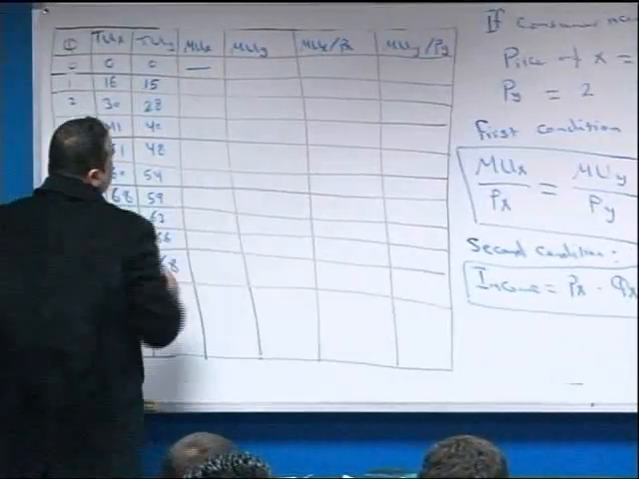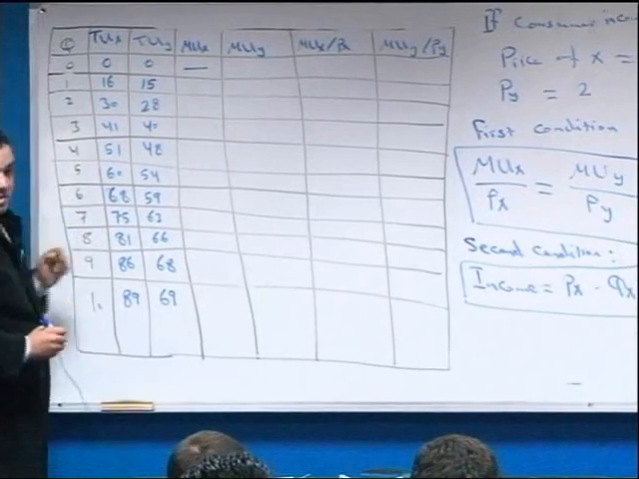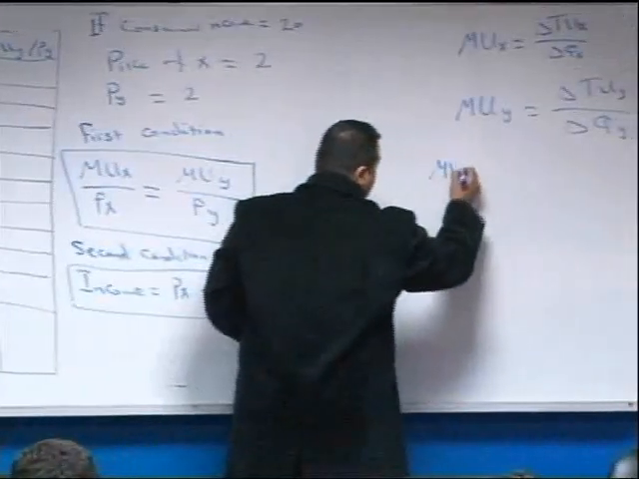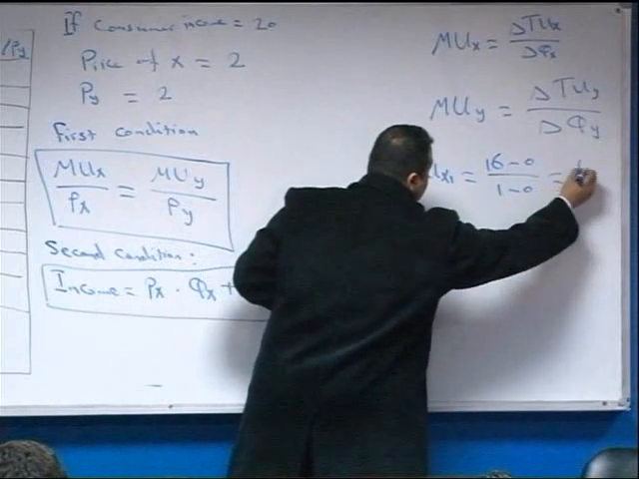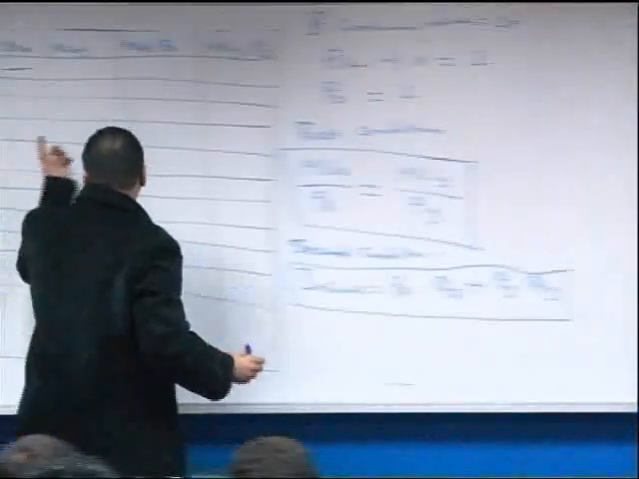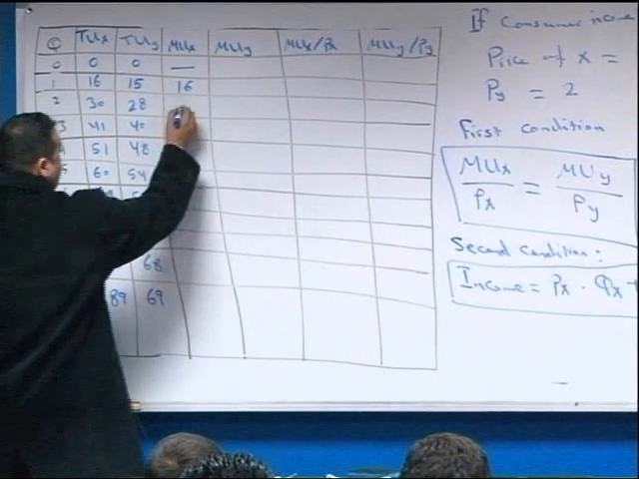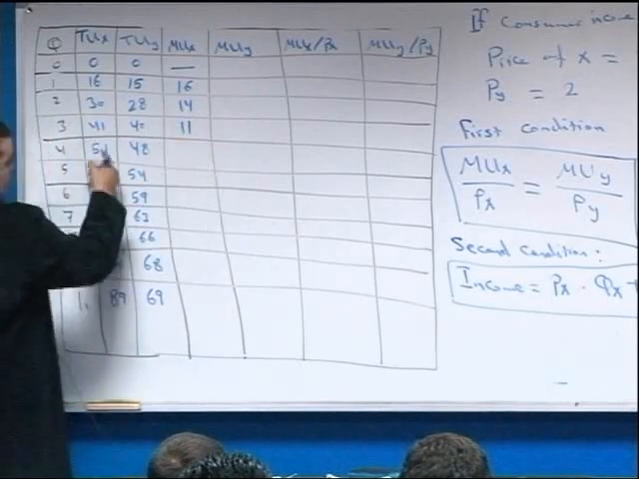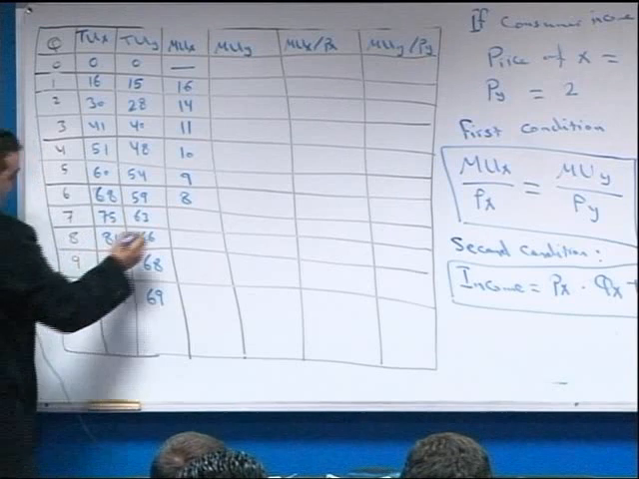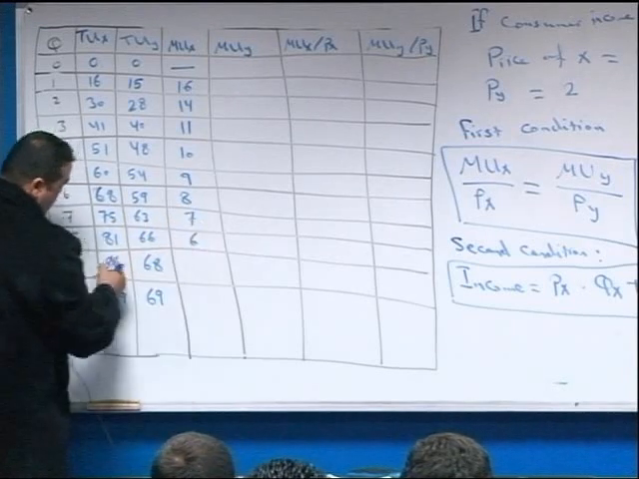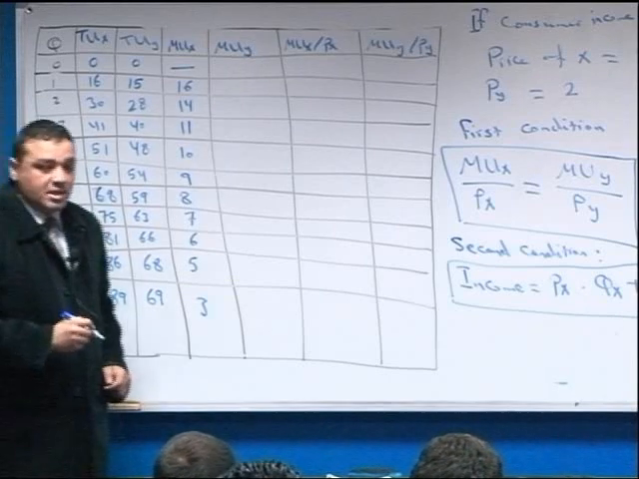In the first case, there is no change. Then MUX equals delta TU, 16 minus 0 over 1 minus 0, which is 16 over 1 equals 16. Then 30 minus 16 over 2 minus 1 is 14. Then 11, 10, 9, 8, 7, 6, 5, 3. Right? This is the marginal utility of X.